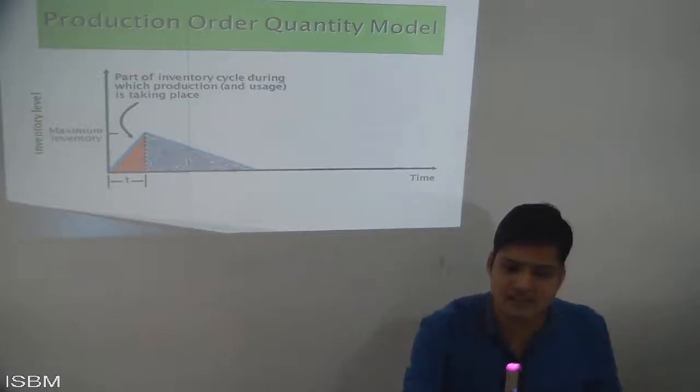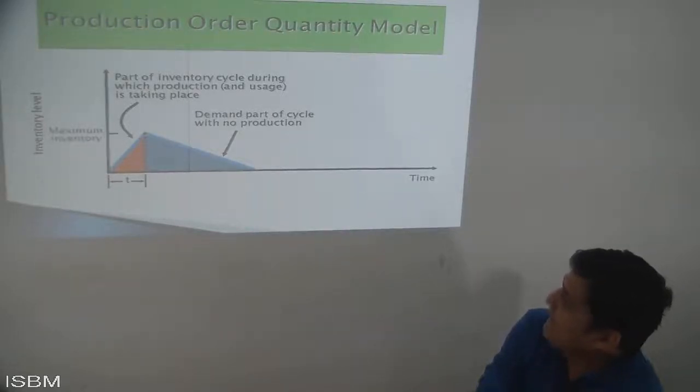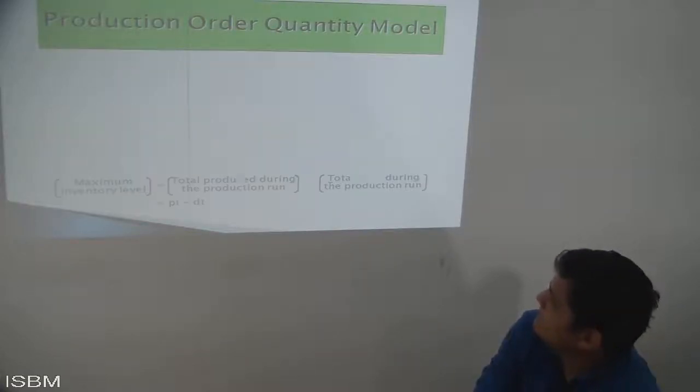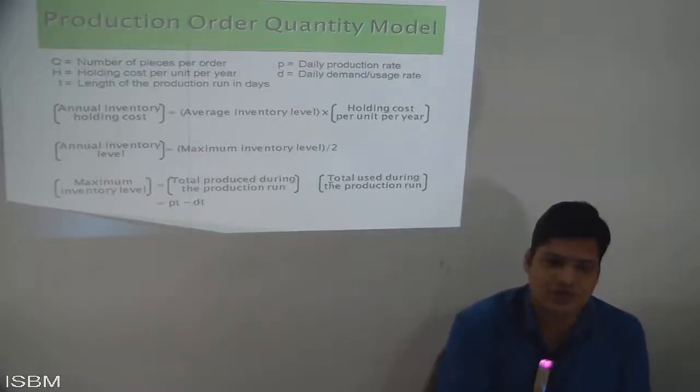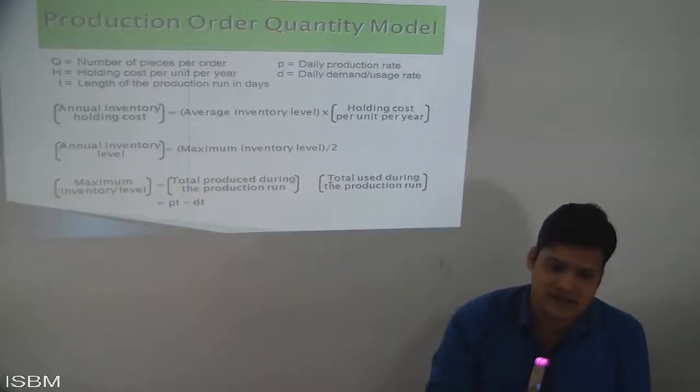Here you can see the curve for demand. Part of the inventory cycle has no production, and part of the inventory cycle is during which production is taking place. This is the production order quantity model, in which Q is the number of pieces per year, H is the holding cost, p is the daily production rate, and t is the length of the production run in days.